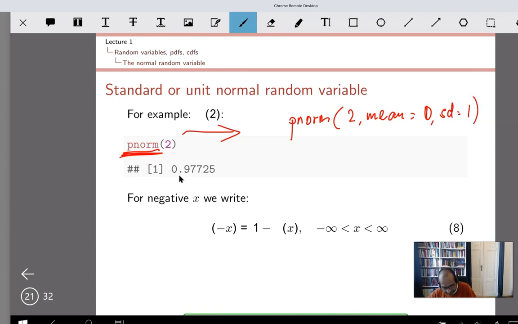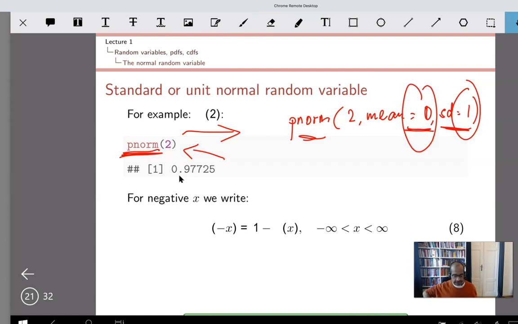So these are the default values in the pnorm function, and that's why I haven't written them here, right? Because it's understood that the default values will apply if I don't specify them. If I was calculating the area under the curve for some other normal distribution with some mean other than 0 and some standard deviation other than 1, then I would have to specify the actual values here, and then I would get my probability of observing 2 or something less than that. Okay.